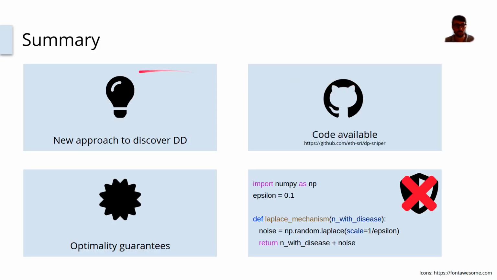To conclude, we have presented a new approach to discover differential distinguishability. Our approach comes with optimality guarantees, and our code is publicly available. In our evaluation, in addition to showing that we outperform StatDP or StatDP fixed, we also demonstrate that we can successfully derive differential distinguishability in this case, and we are the first to do so.